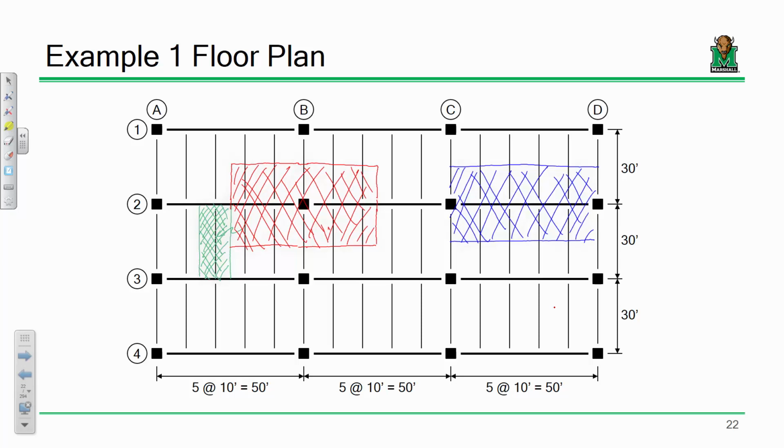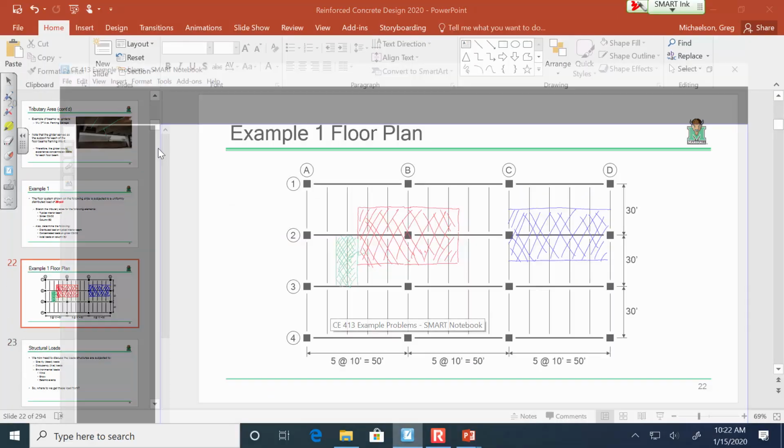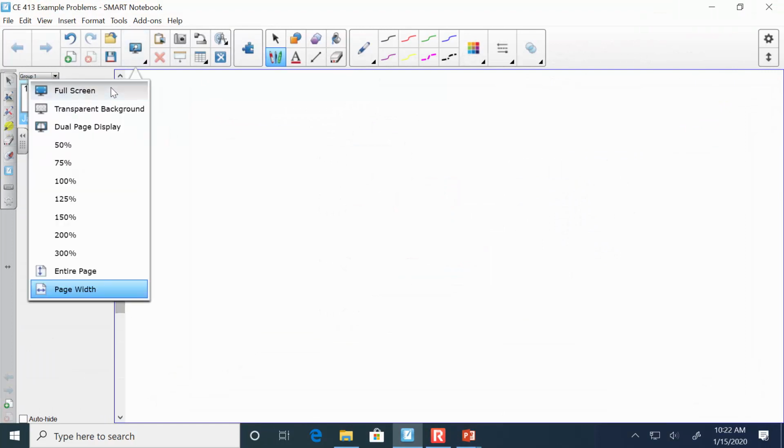Okay. Now, that's great. What do I do with this? Let's take a look at what we can do with it. So let's look at example 1. Everybody read that? Okay, so let's look at a floor beam.